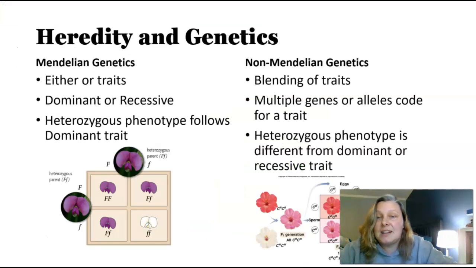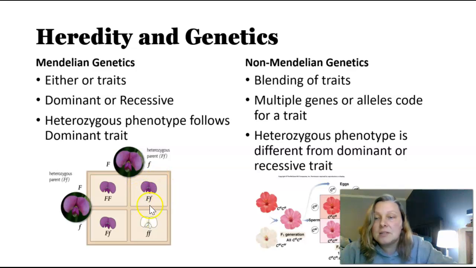So with heredity and genetics, like I said, you can have two types. You can have Mendelian genetics or non-Mendelian genetics. Mendelian genetics is either or traits. You either have the dominant trait or the recessive trait. Dominant is normally shown with uppercase letters. So here we see a dominant purple flower. And so it's purple because it has both dominants.